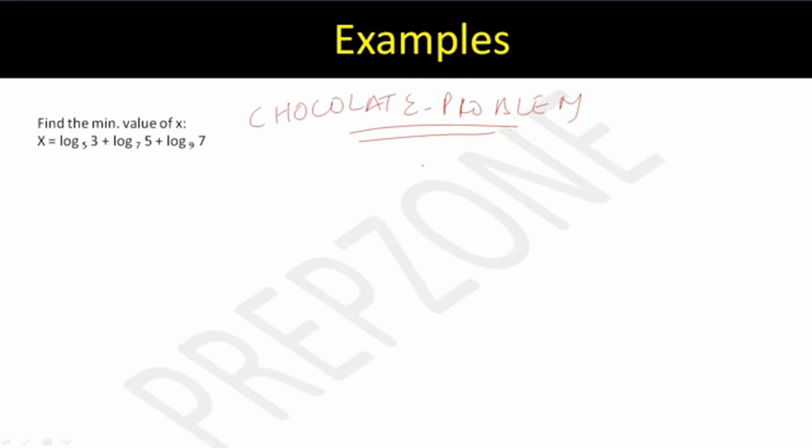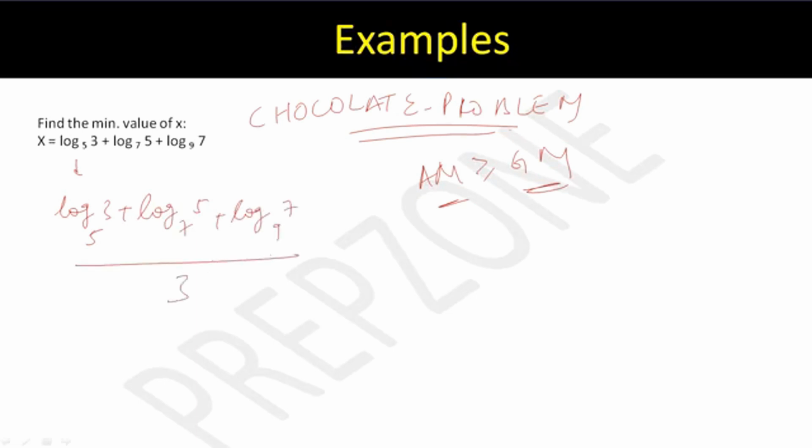That you can very well apply the concept of AM greater than equals to GM. GM is what? Multiplication, right? It's a sort of function of multiplication, and arithmetic is what? Function of addition. So take these three terms, calculate the arithmetic mean, equate that to greater than equals to GM. Arithmetic mean, what will it be, guys? Log 3 to the base 5 plus log 5 to the base 7 plus log 7 to the base 9, by 3, right? This is the arithmetic mean because there are three terms. Now this has to be greater than equals to GM.